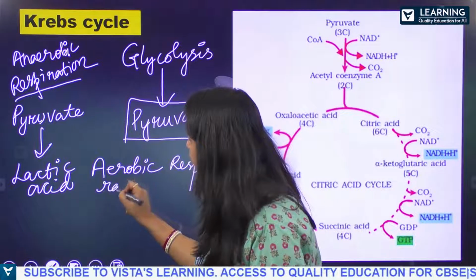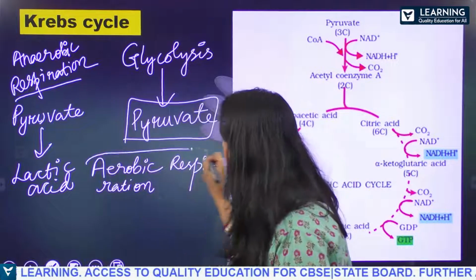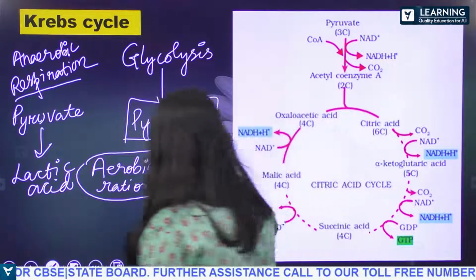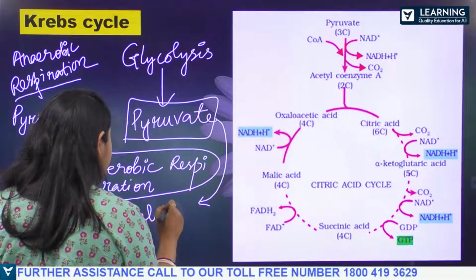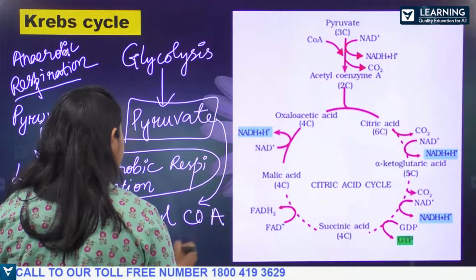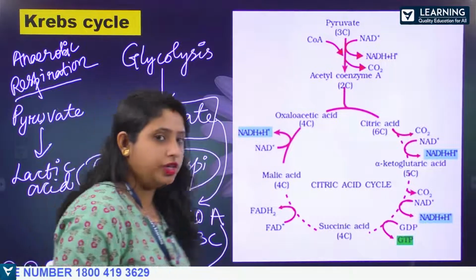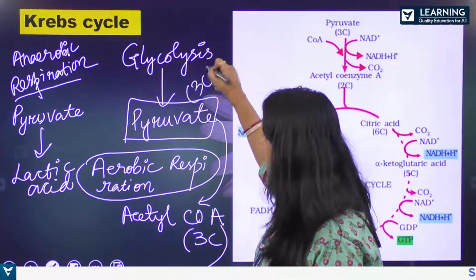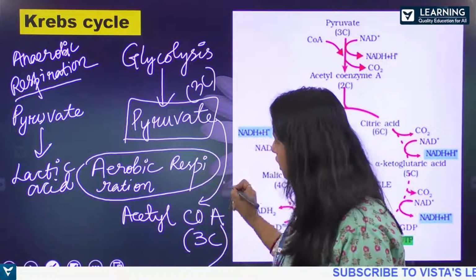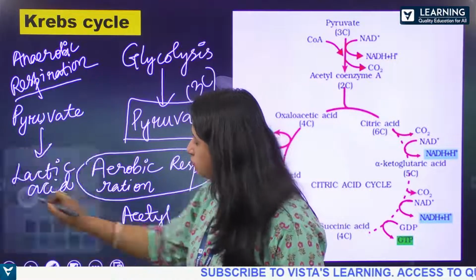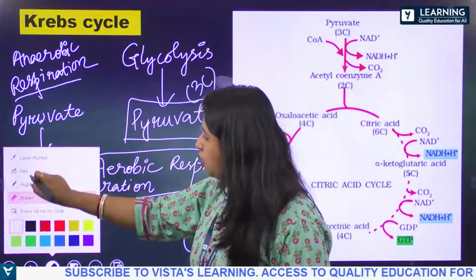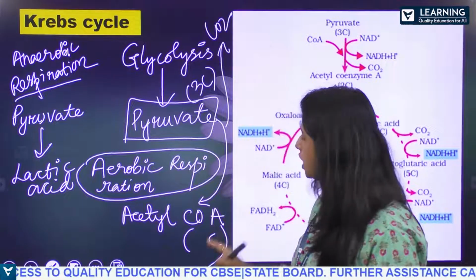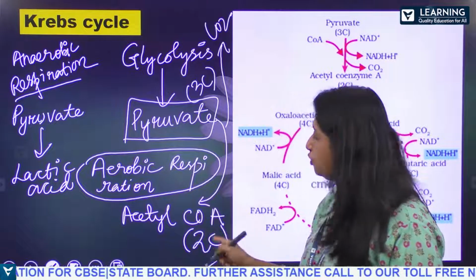So in aerobic respiration, what happens? The pyruvate which is formed here will get converted into acetyl coenzyme A, which is a 2-carbon molecule. This pyruvate is a 3-carbon molecule. So during this process, one carbon dioxide will be lost, and it will form a 2-carbon molecule.